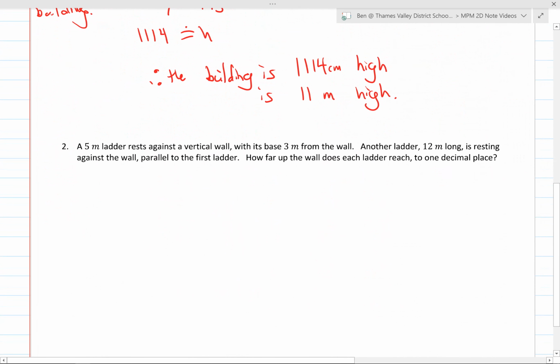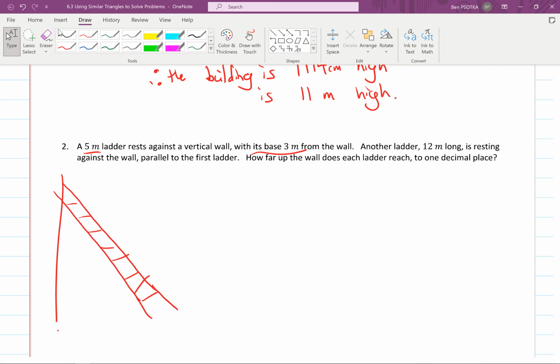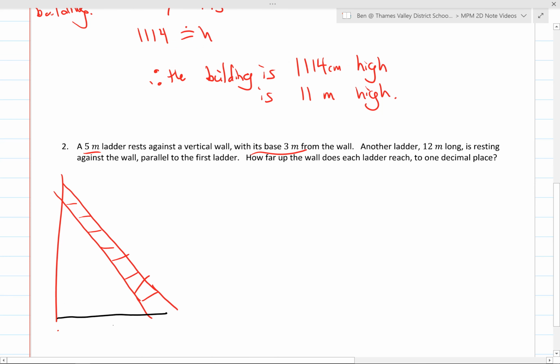Now we can jump forward and take a look at another application. We have a 5-meter ladder resting against a vertical wall. So let's give ourselves a wall here and a ladder, something like this. It's 5 meters in length, with its base 3 meters from the wall. So here I have 3 meters along the bottom. Its hypotenuse, the length of the ladder, is 5 meters.